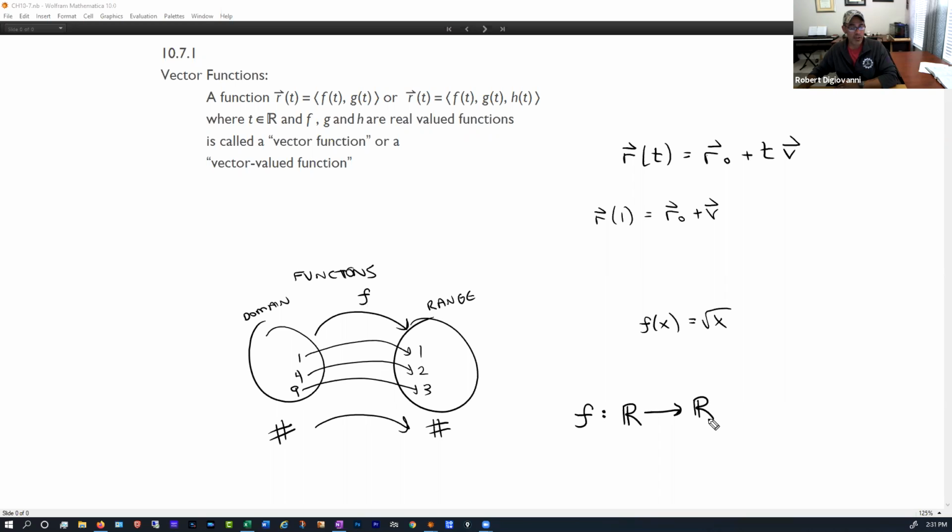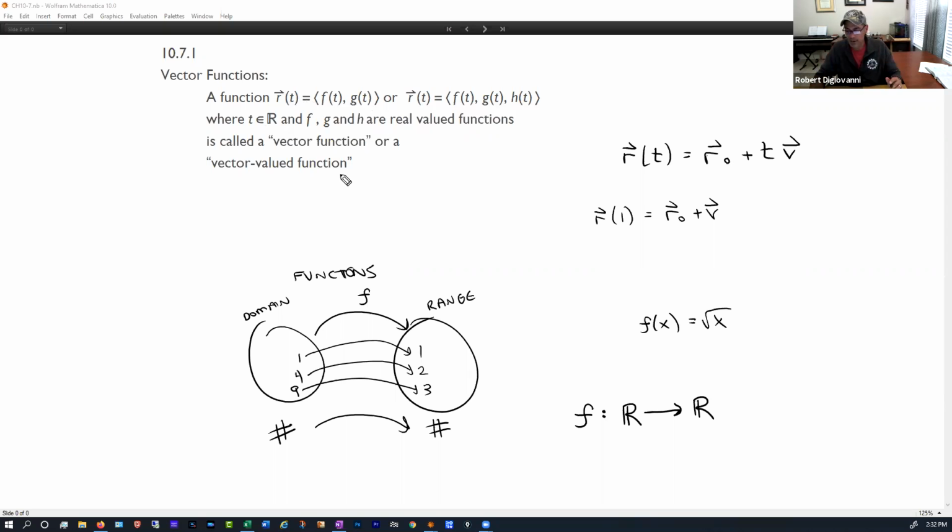A vector function takes in a real number and spits out a vector. So that's a little different. I want to erase this page here, but I'll just give you a moment in case you need to write that down. A function r of t, that's the vector r of t equals f of t comma g of t, or r of t equals f of t, g of t, h of t, where t is a real number and f, g, and h are real valued functions, is called a vector function or a vector valued function.